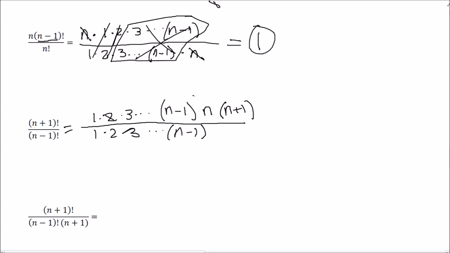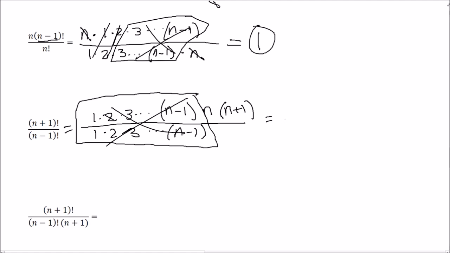So when I say make them match, this is what I mean. The smaller thing should pretty much always cancel out. The question is what's left. So we have 1, 2, 3 all the way up to n minus 1. So all of that cancels out. And what do we have left? N times n plus 1. And that's our simplified version of the expression.